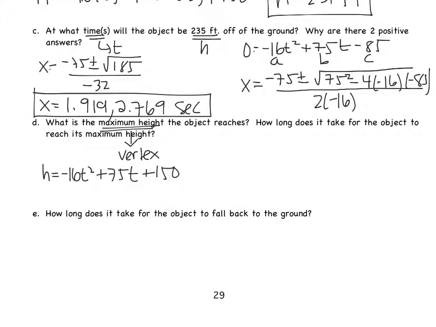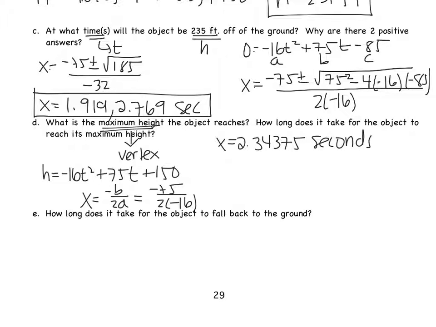Now if you remember way back from the beginning of the chapter, the way to find the x-coordinate of the vertex is negative b over 2a. So in this case, negative 75 over 2 times negative 16. When I divide that, I get x to be 2.34375. Now, that can't be the maximum height. If we think about our x and our y here, or really t and h, x is time. So the maximum height is reached at 2.34375 seconds.